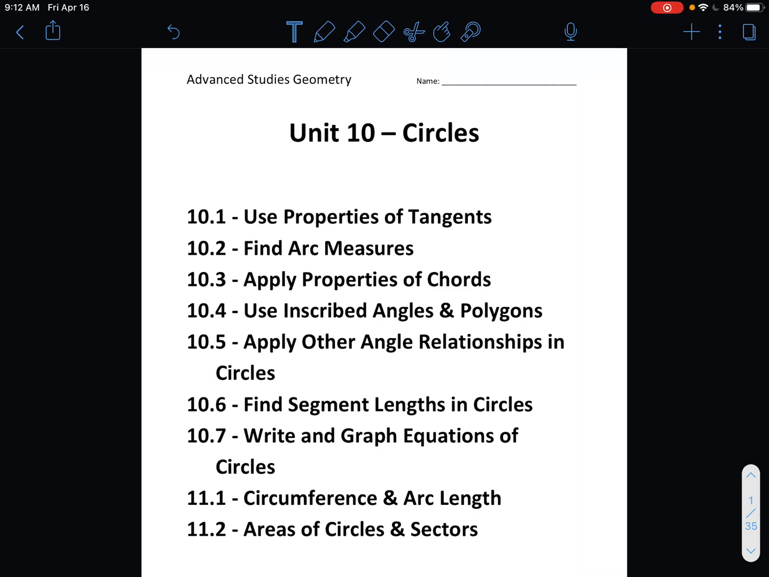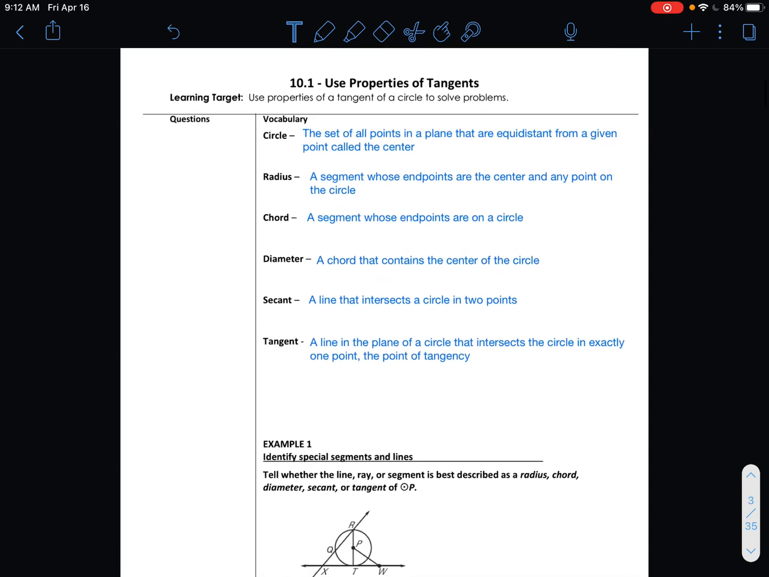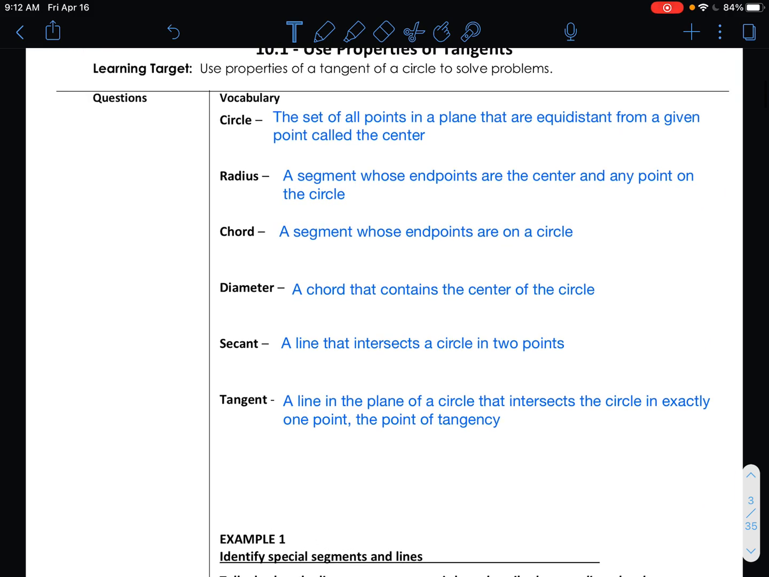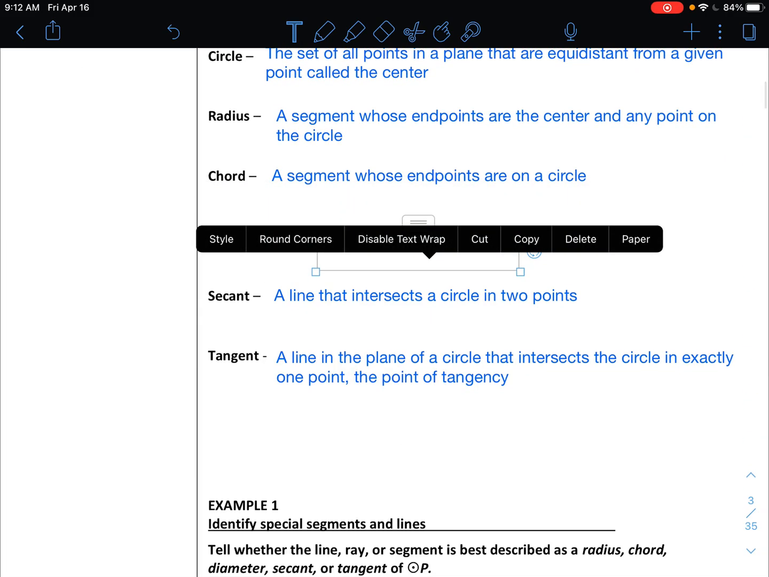So today we are going to begin the first section in our circles unit. We're going to look at 10.1, properties of tangents. Now this section has a lot of vocabulary at the beginning, so I'm going to zoom in and start here.